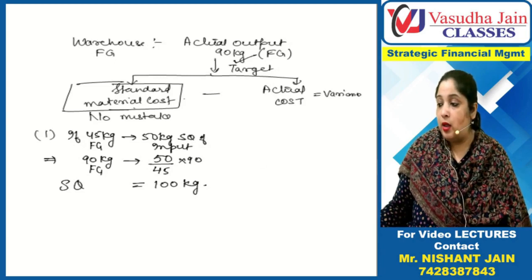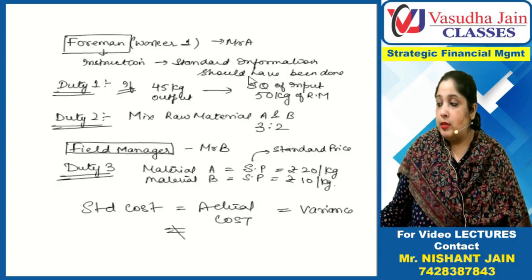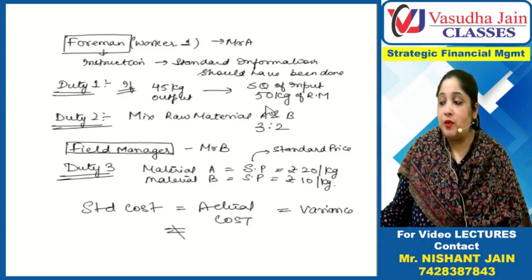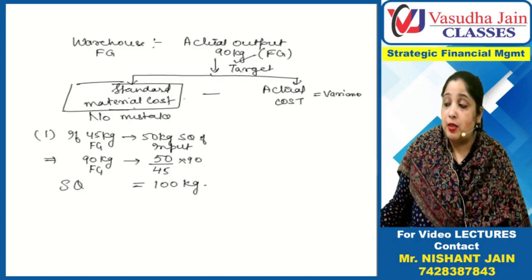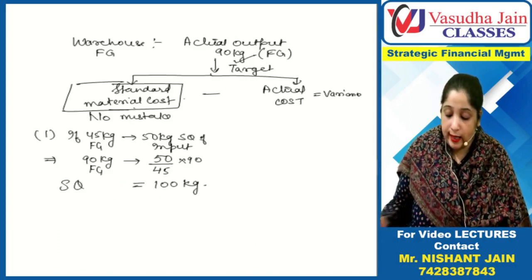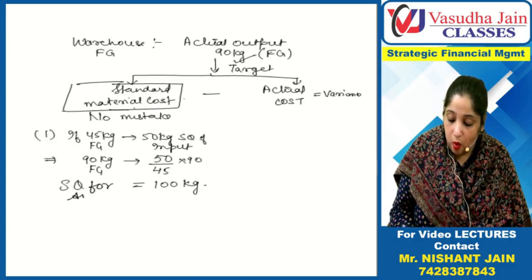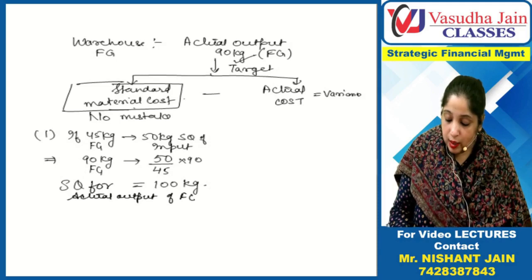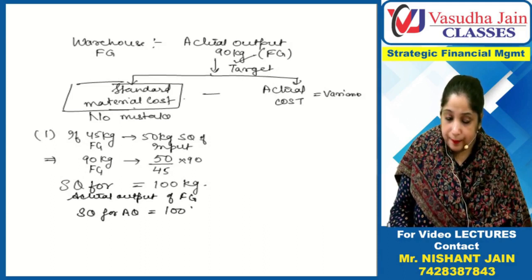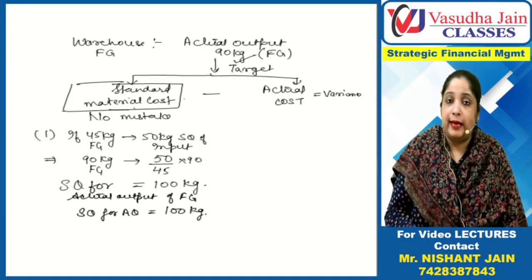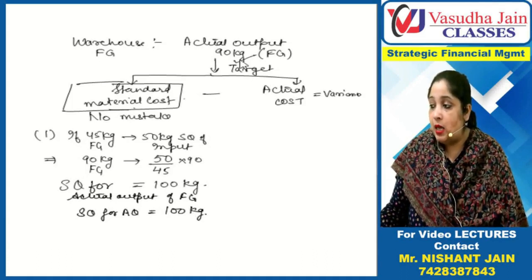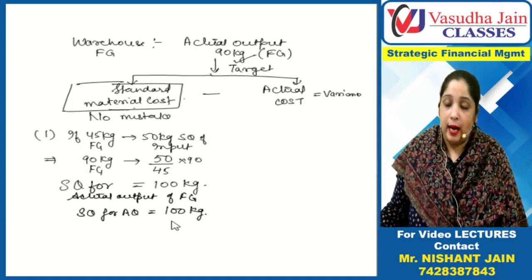Ma'am, standard quantity was 50 kg. Yes, it was 50 kg for 45 kg of output. But since my workers have produced 90 kg of finished goods, this is the standard quantity for actual output of finished goods. In short form, it is written SQ for AQ, that is 100 kg. So if my workers have performed duty number 1 correctly, then in order to produce 90 kg, the workers should have used raw material of 100 kg.